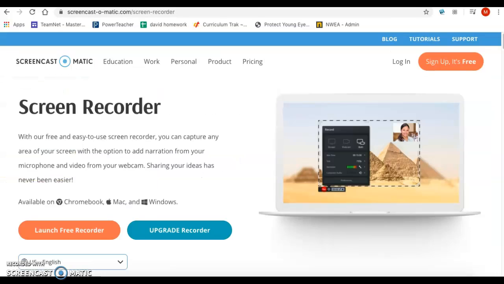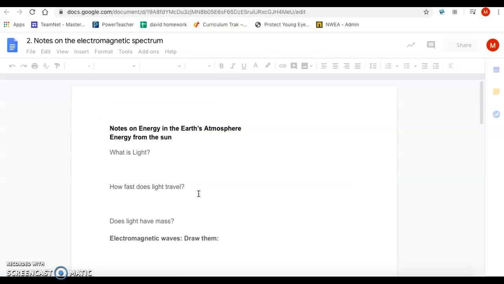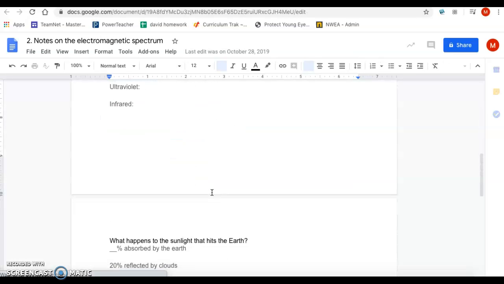Let me get rid of that. All right, cool. So down here, the notes for the electromagnetic spectrum, fill-in notes, stuff like that.